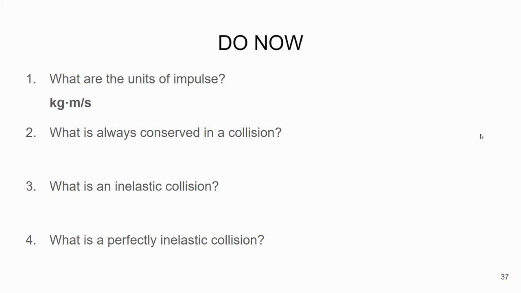Historically, Physics 1 students get that wrong a lot. They'll remember the units for momentum, but somehow they'll forget the units for impulse. They're the same units. Second question, what is always conserved in a collision?